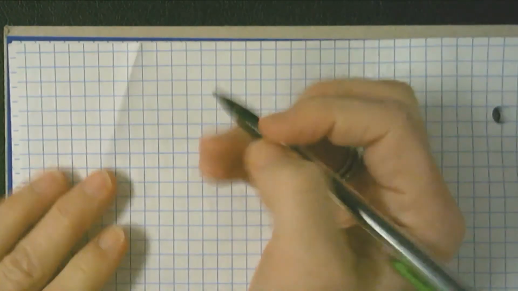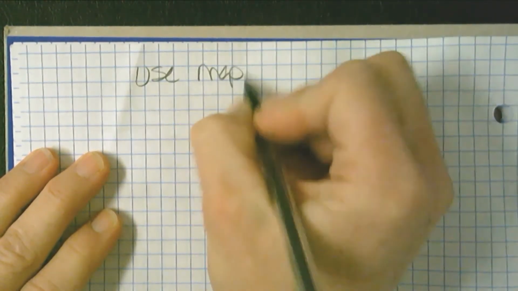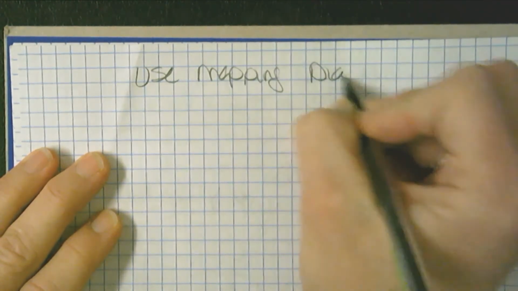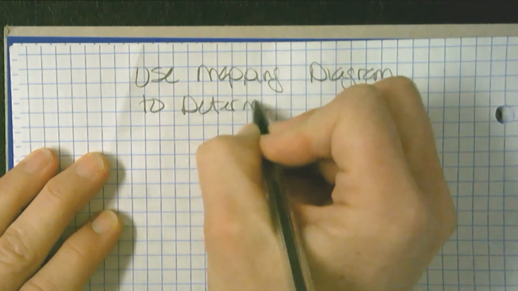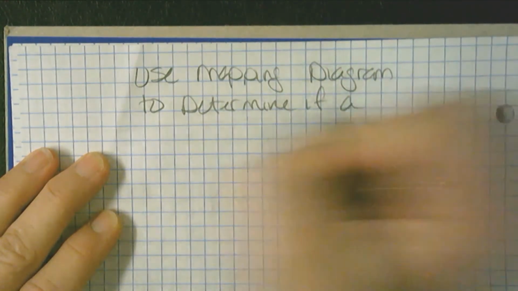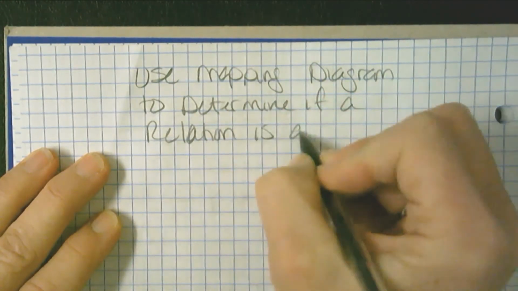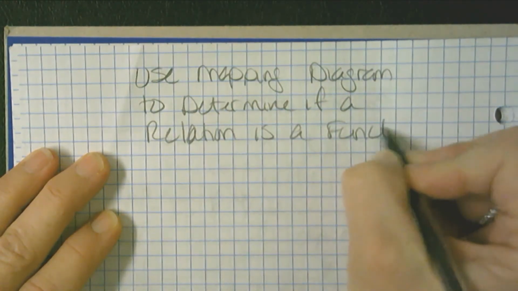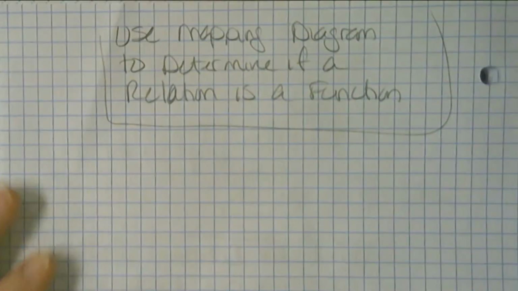So we are going to make a mapping diagram to determine if a relation is a function or not. So now we're going to use a mapping diagram to determine if a relation is a function. So first we need to figure out what a mapping diagram is.